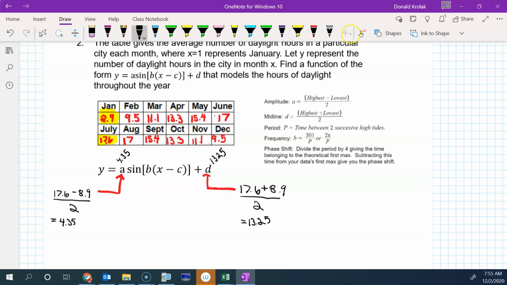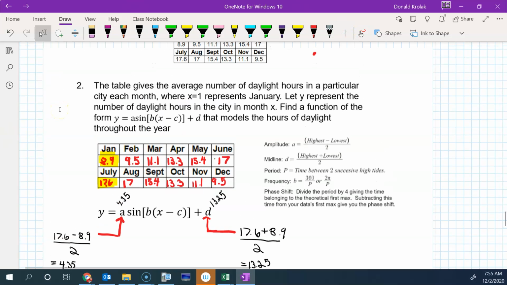Okay. So what this table is showing you is the number of daylight hours in a city each month. Let X equal 1 represent January. Let Y represent the number of daylight hours in the city in the month X. So if I said X was 2, how many hours of daylight do you have in February? 9.5. Find a function that models the hours of daylight throughout the year.